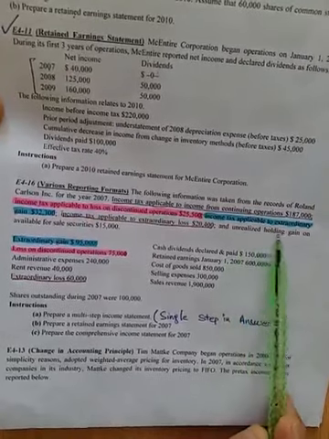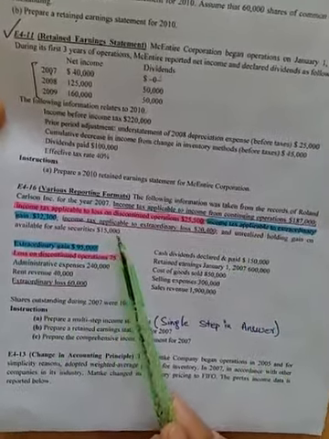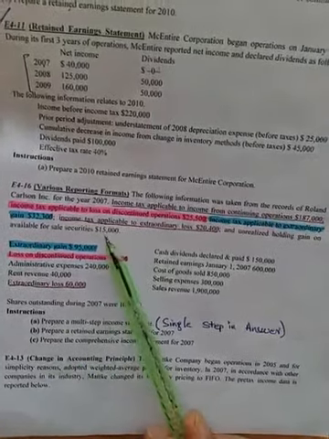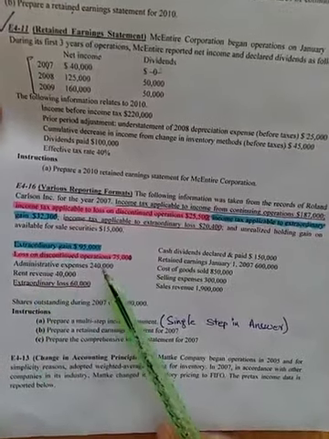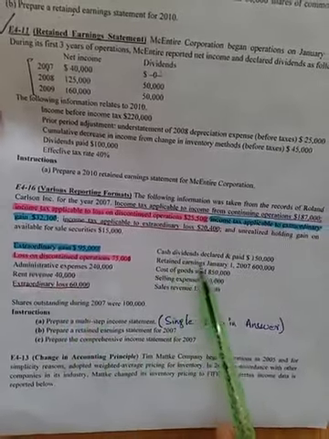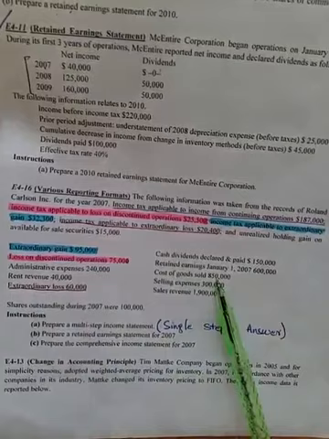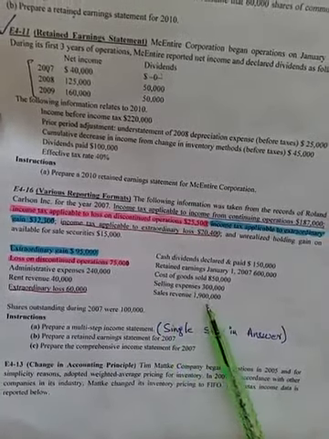Other than this, we have information related to the unrealized holding gain on available for sale securities $15,000. We would discuss this when I solve part C. I will have a little discussion on that, but not right now. Administrative expense $240,000, rent revenue is given, dividend is given, retained earnings beginning balance is given, cost of goods sold $850,000 is given, selling expense is given, and sales revenue is also given.